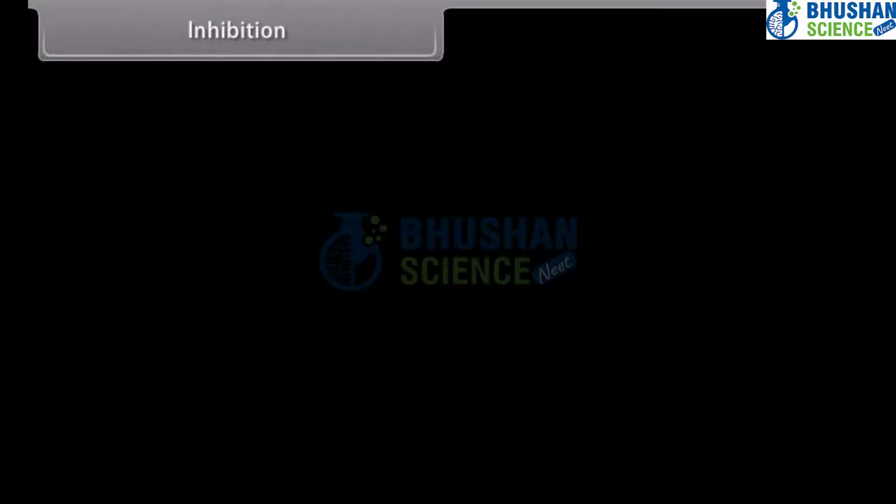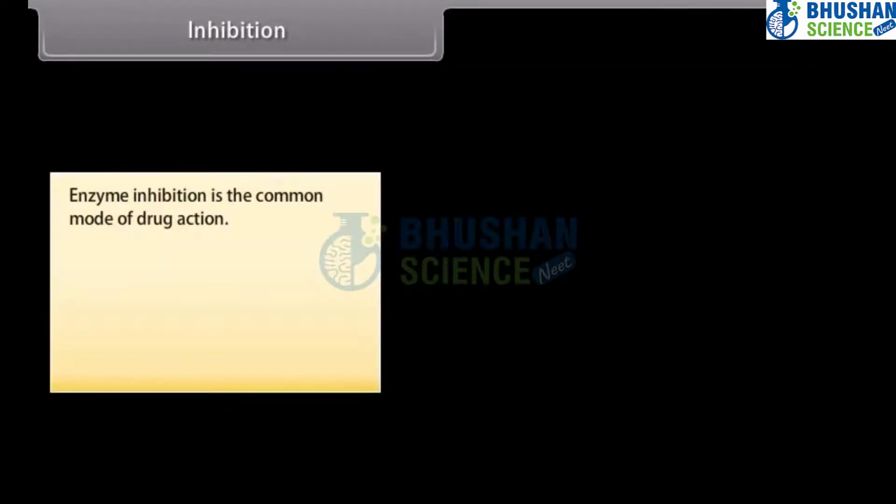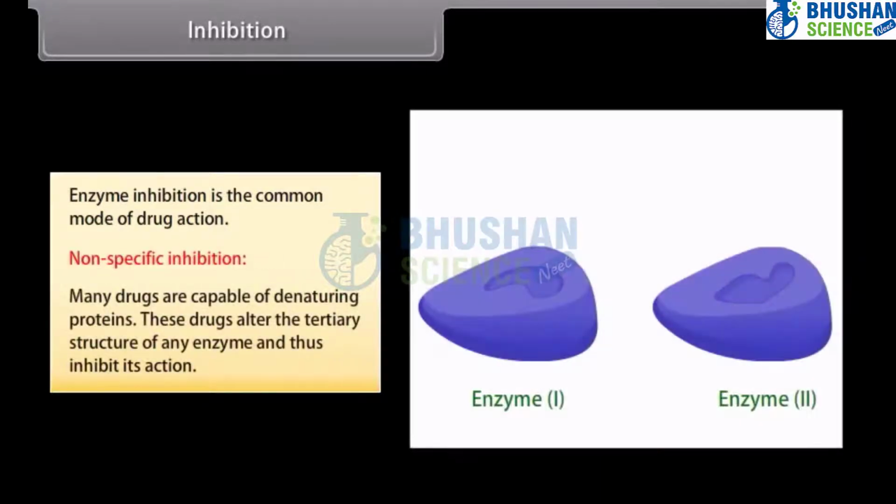Inhibition. Enzyme inhibition is the common mode of drug action. Non-specific inhibition. Many drugs are capable of denaturing proteins. These drugs alter the tertiary structure of an enzyme and thus inhibit its action. For example, heavy metal salts, alcohol, formaldehyde, and phenol inhibit enzymes non-specifically.